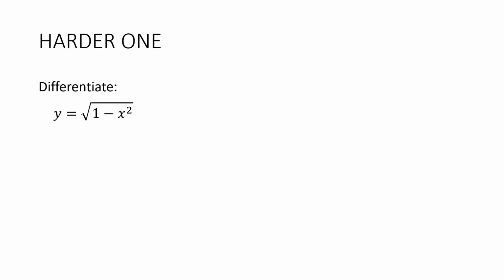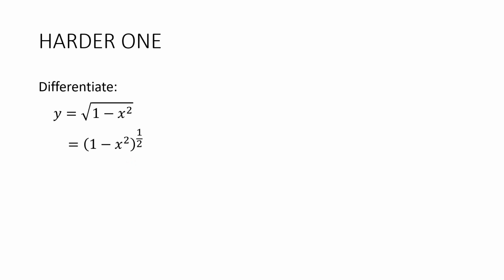Let's try a harder question. Differentiate y is equal to the square root of 1 minus x squared. Now, like all questions involving square roots, we have to change from radical form into index form before we can do anything. So y is equal to 1 minus x squared all to the power of a half. Okay, we bring the half down, leave that inside function alone, reduce a half by 1, then multiply by the derivative of the inside function.